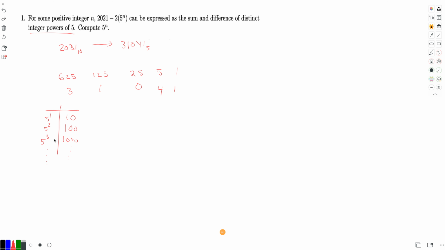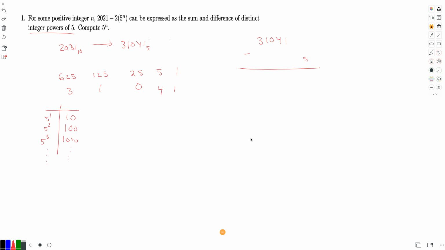So in general, if this pattern wasn't immediately obvious, phi to the n has a 1 followed by n zeros. And 2 times phi to the n would simply be changing this 1 to a 2. So this is basically 2, and then n zeros after that. So now let's look at 2021 minus 2 times phi to the n in base phi. So we have 31041 minus this, in base phi.